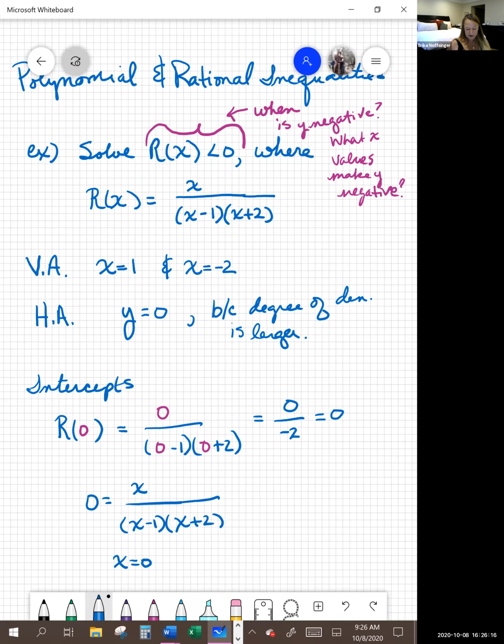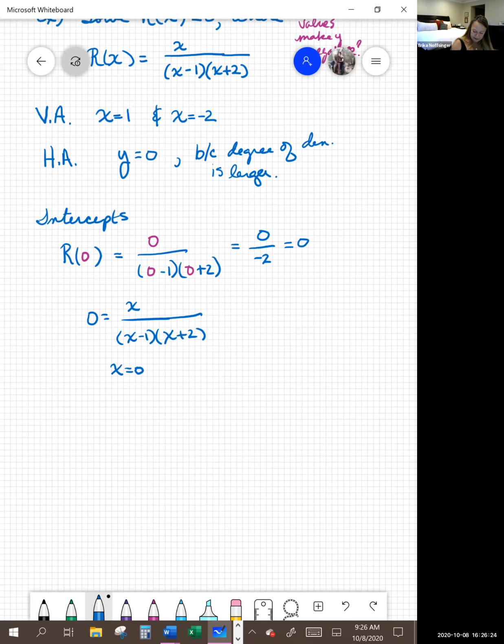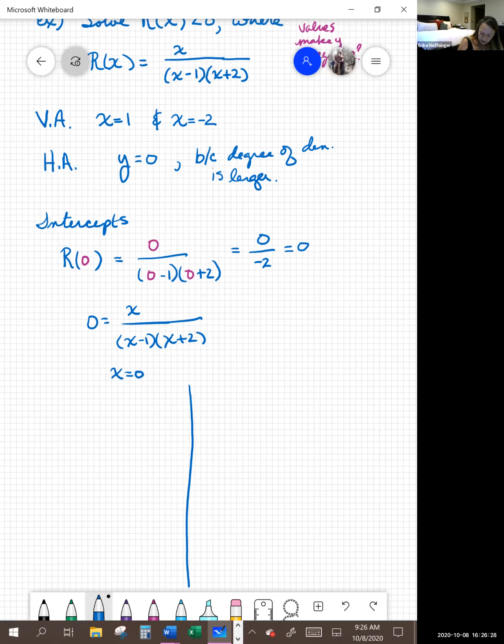Okay, so let's put what we have down now. We have our asymptotes, the x-axis, our y-axis, and then we had vertical asymptotes at x equals 1 and x equals negative 2, excuse me. And then we also had a point at the origin.